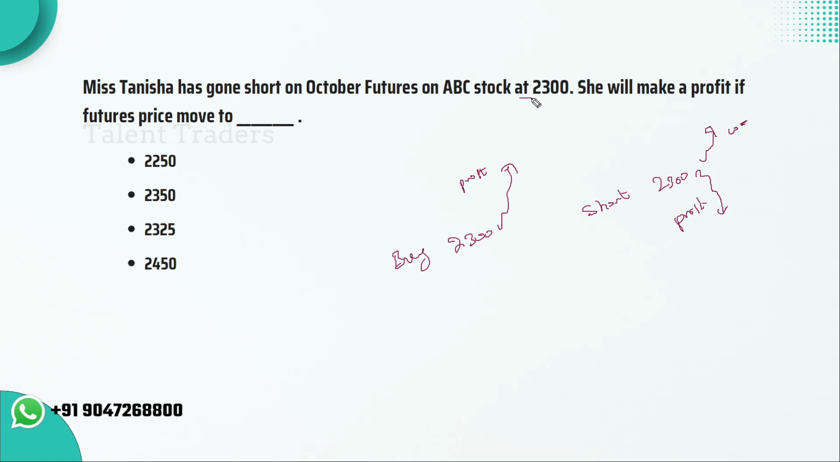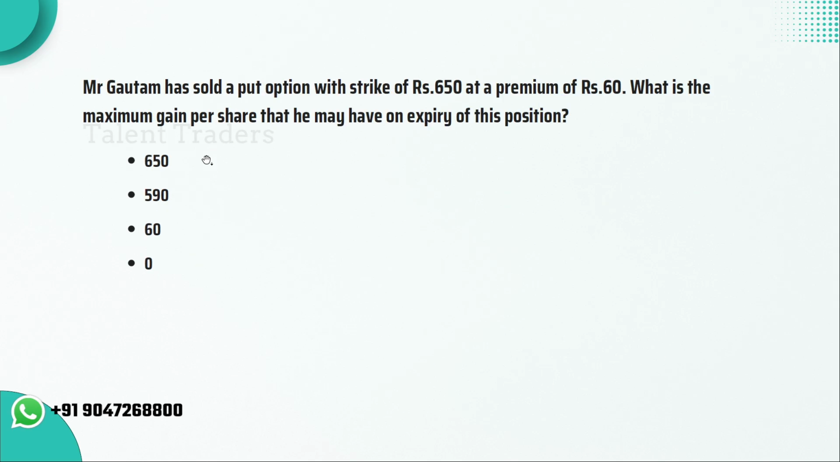So in this case he is already short at 2000, so when can he make a profit? Above 2250, in this case, it is a loss. When it goes down below 2250 after 2300, that is the chance of making a profit. So this is the logic to understand.